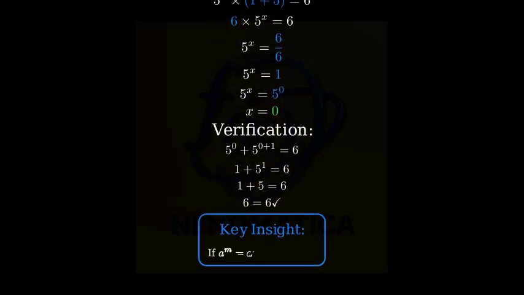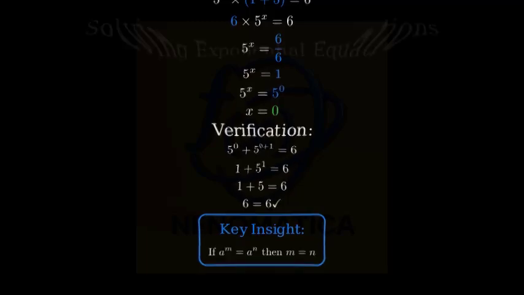The key insight in this problem is that when we have the same base with different exponents, and when we can isolate the exponential expression on one side, we can set the exponents equal to each other.